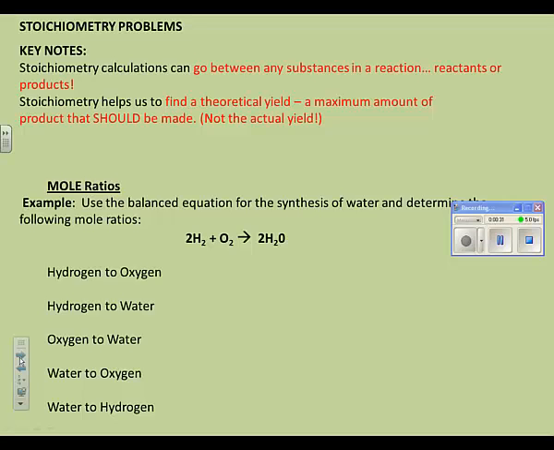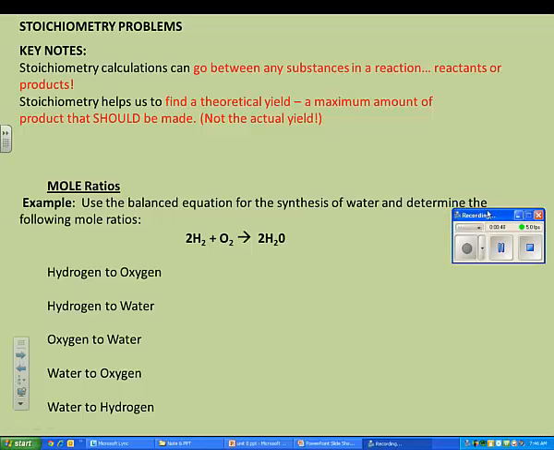So stoichiometry calculations, the first thing in your notes, can go between any substances in a reaction, reactants or products. So we can go between two products, or either reactant and a product, or one reactant and either product. Either way, we can always find it out. I really wouldn't pay attention to reactants or products going forward unless it's a conservation of mass problem.